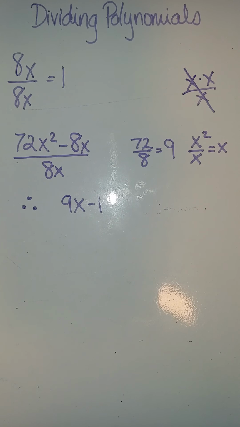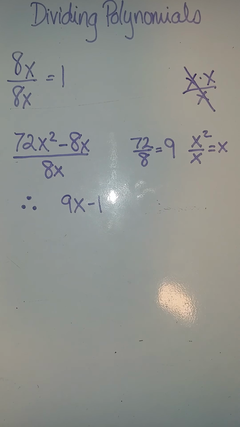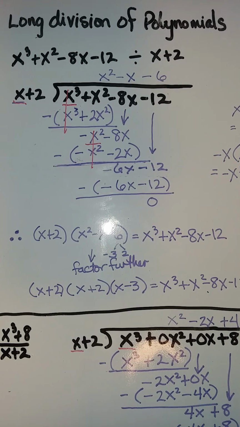Well, we just break it down bit by bit. 72 over 8 is equal to 9, and x squared over x is equal to x. And so what we'll end up with is 72x squared minus 8x over 8x is really just 9x minus 1, as long as the x value isn't equal to 0, because then that would make that 8x in the denominator 0, which would make it undefined. So there's your little bit of review, but let's go back to the main start of the show here, long division of polynomials.